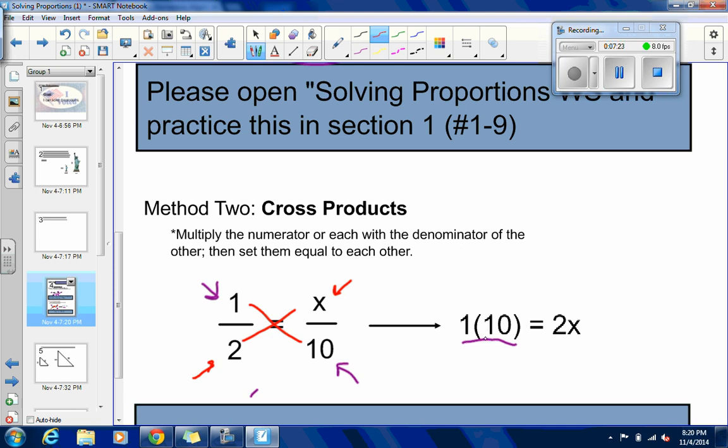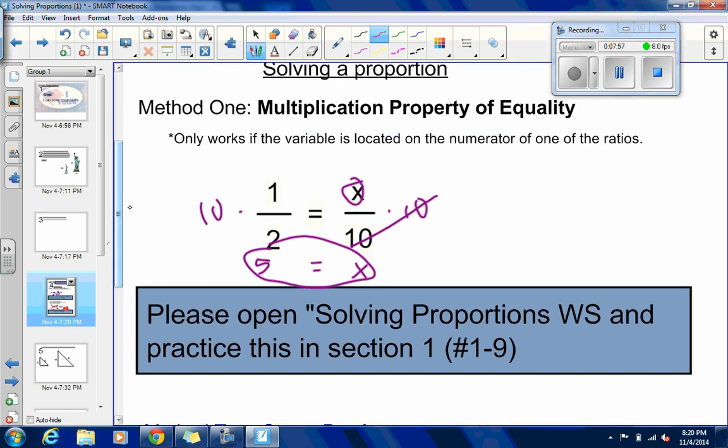So 1 times 10 is equal to 2 times x, and it's really a one-step equation then, because you can get this x by itself by dividing both sides by 2. So this cancels out here. You have x equals 10 times 1 is 10 divided by 2 is 5. All right, so different method, pretty much the same number of steps, just as easy to do as method number 1, but either method works, okay?